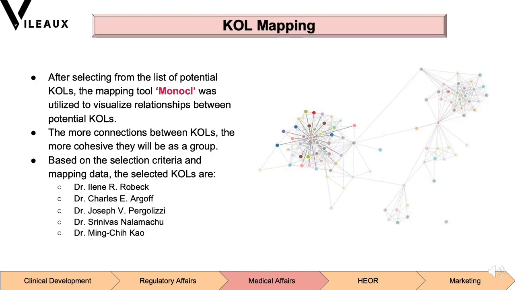Along with the selection criteria, VILO also used a mapping device called Monocle to help us visualize the geographic relationship of the KOLs. We were then able to pick Dr. Robeck, Dr. Argoff, Dr. Perigolsky, Dr. Nalamachu, and Dr. Kao as our target thought leaders.